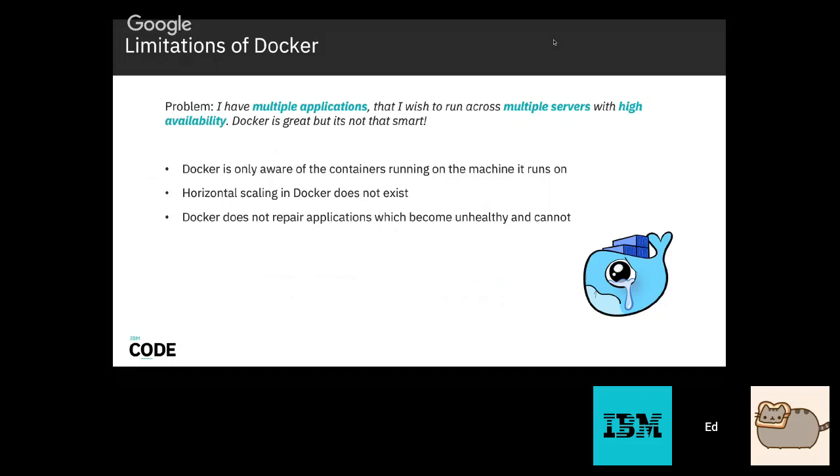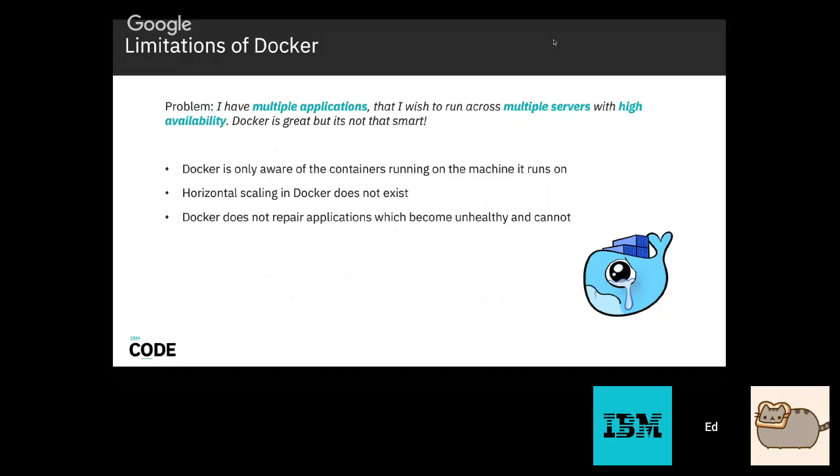Horizontal scaling in Docker doesn't exist. So yes, you can say, here's a container, run it, and then run it again and run it, and you can keep running the same container, but it doesn't have it built in by default, right? In the way that with Kubernetes, you can scale things easily and independently.